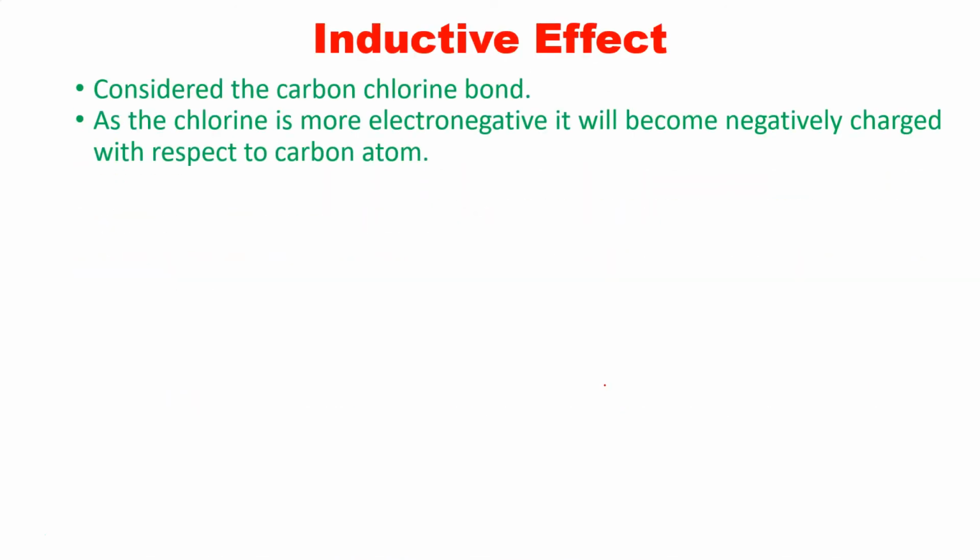So we will discuss the carbon chlorine bond. As I have told you, chlorine is more electronegative and it will become negatively charged with respect to the carbon atom. So here carbon has a delta positive charge, and chlorine has a delta negative charge. This arrow always shows that the electrons are flowing towards the chlorine, and the density of electrons towards the chlorine is higher. So here you can see it is dark towards the chlorine. It means that the density of electrons is higher towards the chlorine.